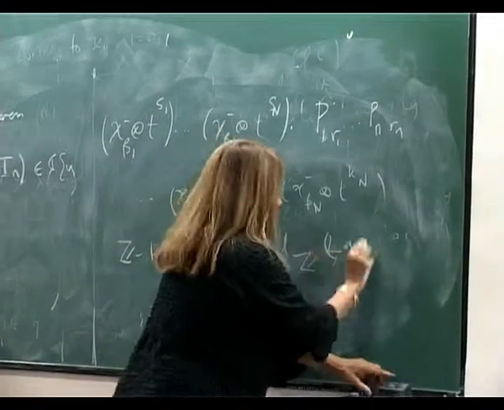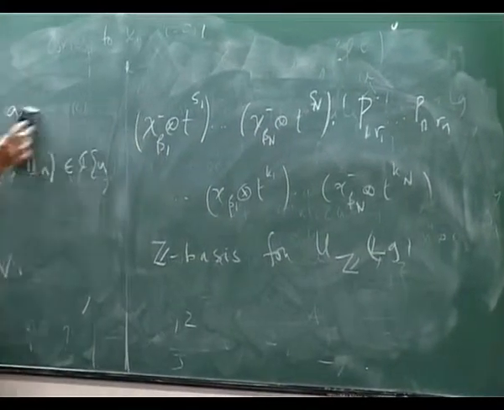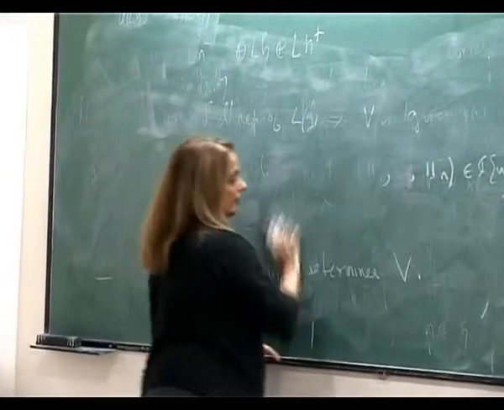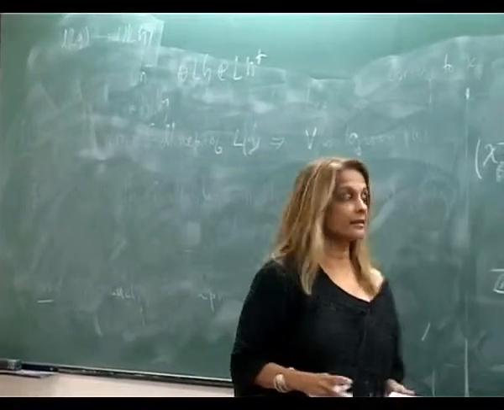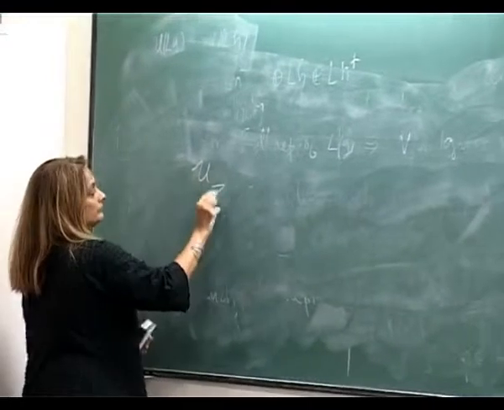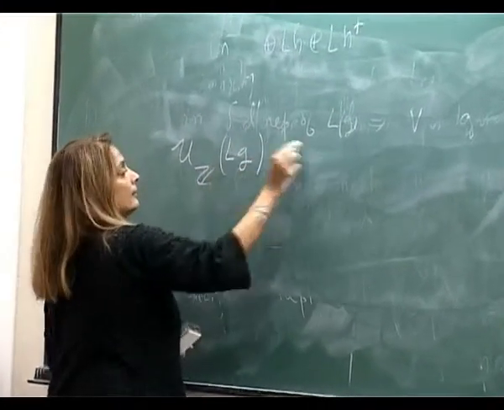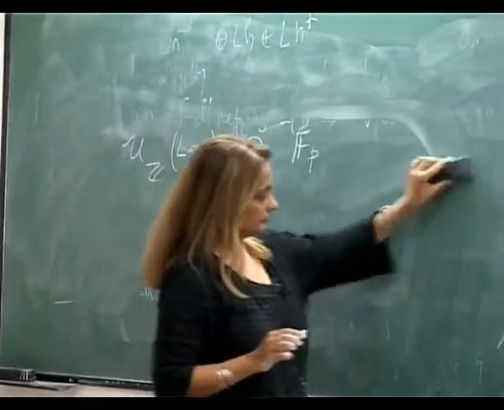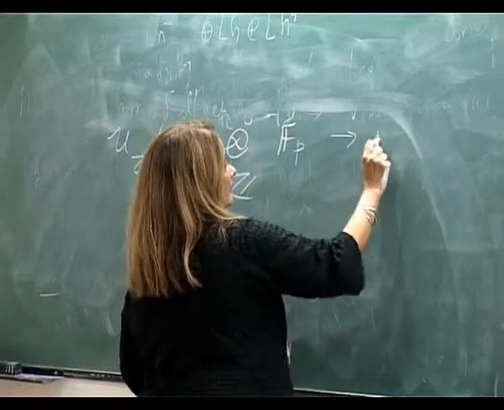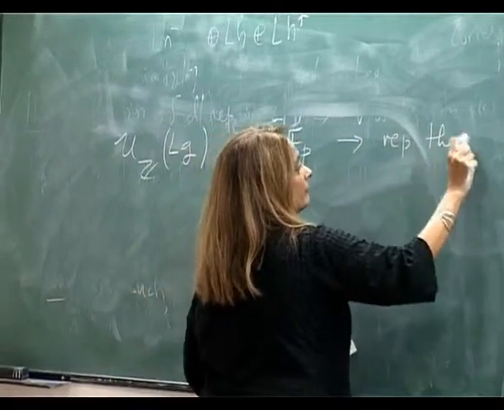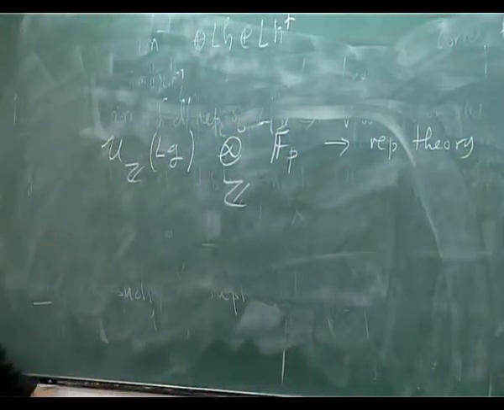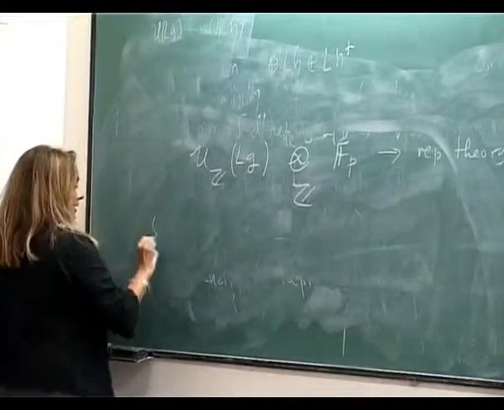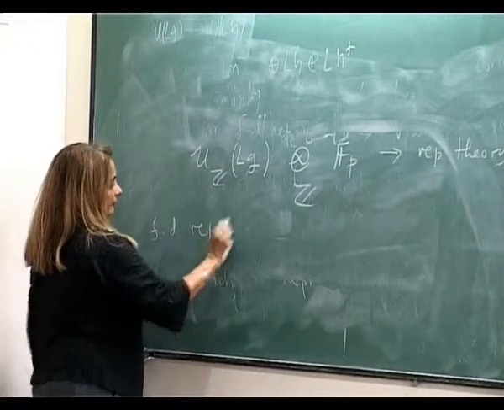Why is this good? You then tensor up with a field of characteristic p, and you get modular representation theory for affine algebras. Once you have a Z basis, you can take U_Z of LG, or U_Z of G hat as well, and then tensor with a field of characteristic p. You can talk about the representation theory of these algebras, and in fact you can deduce conditions under which finite dimensional representations also have Z lattices.